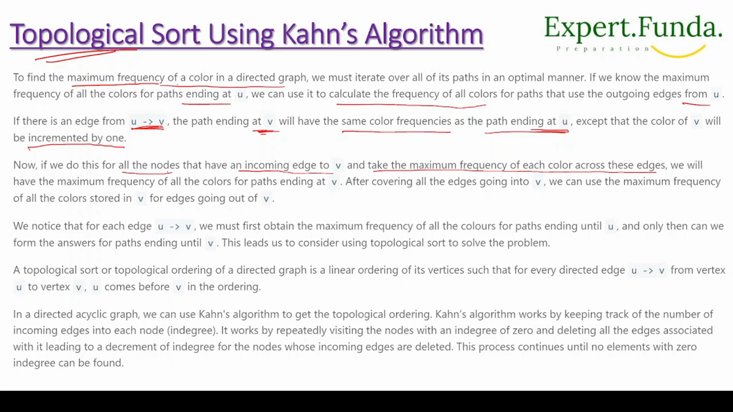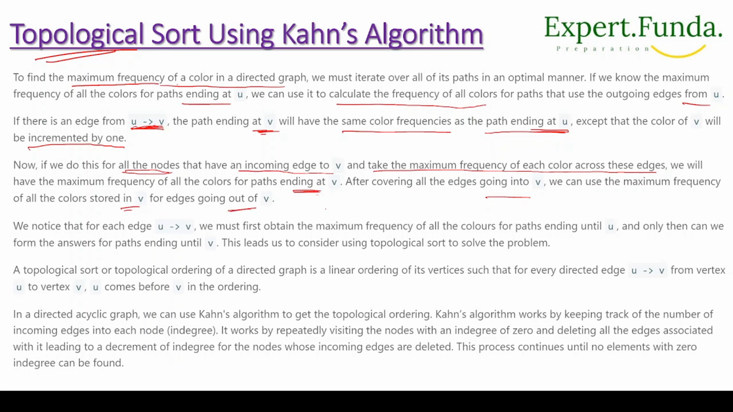So it is trying to say that we are going from u to v, and the path ending at v and the path ending at u. If the path ending at u has the same frequency that we have at v, then we increment by 1. Now if we do this for all the nodes that have an incoming edge to v, we take the maximum frequency of each color across these edges, and we have the maximum frequency of all the colors for paths ending at v. After covering all the edges going into v, we can use the maximum frequency of all the colors stored in v for edges going out of v.